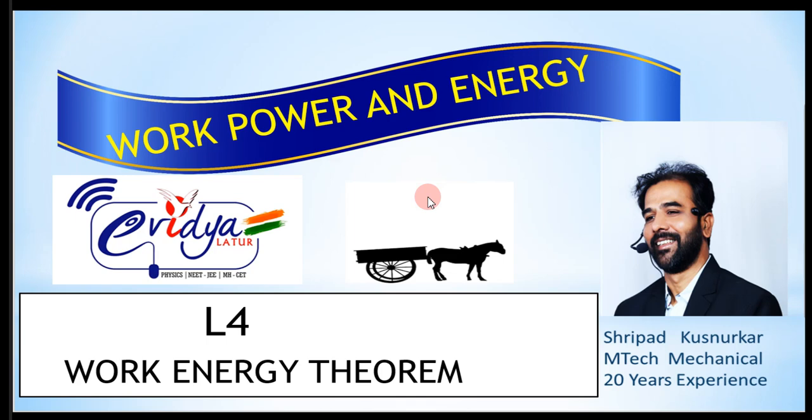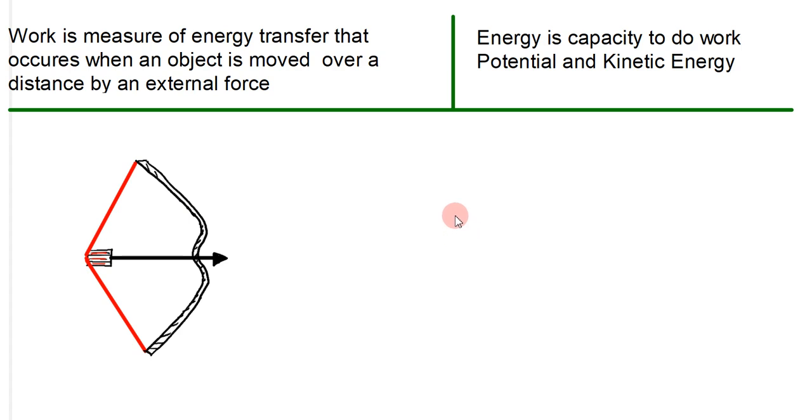So let us begin with energy and end with the work energy theorem expression and some sign conventions, which are very important while solving numericals. Let us begin with energy. Energy is the capacity to do work. It may be potential or kinetic. And remember, work is a measure of energy transfer that occurs when an object is moved over a distance by an external force.